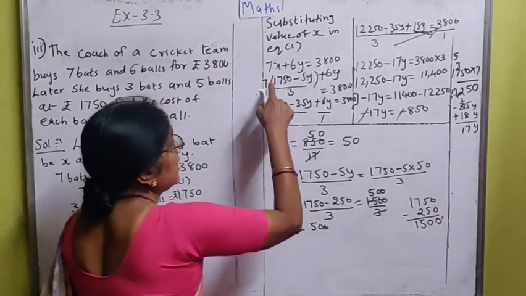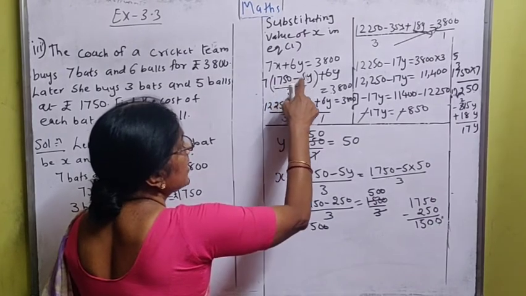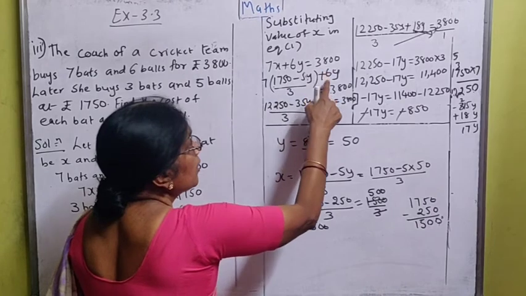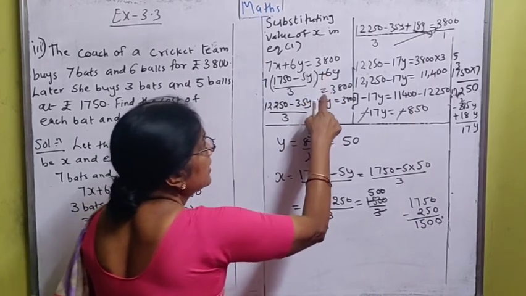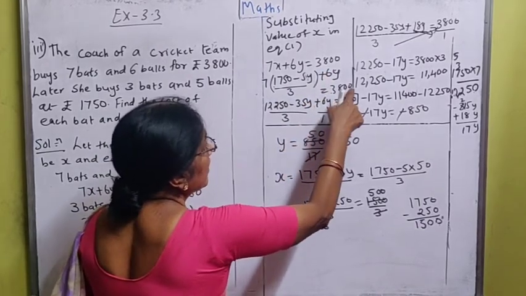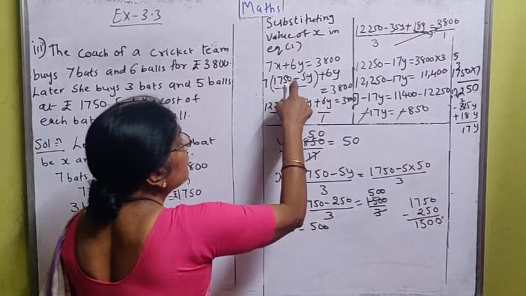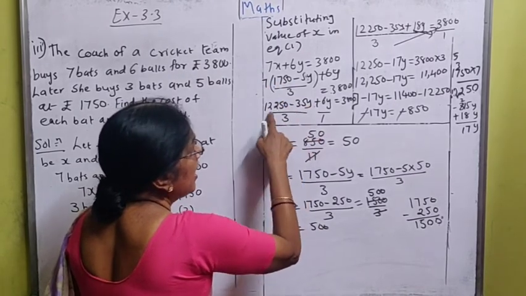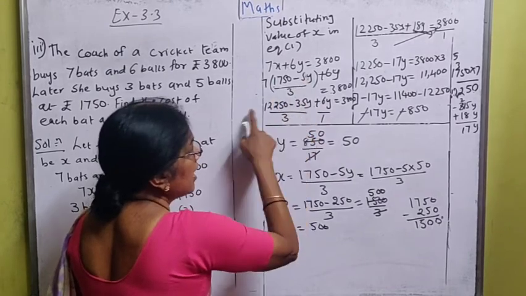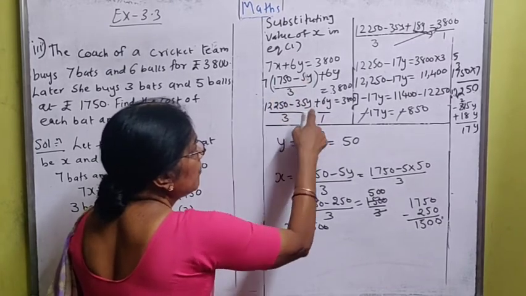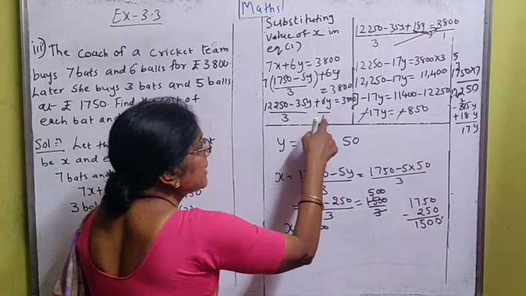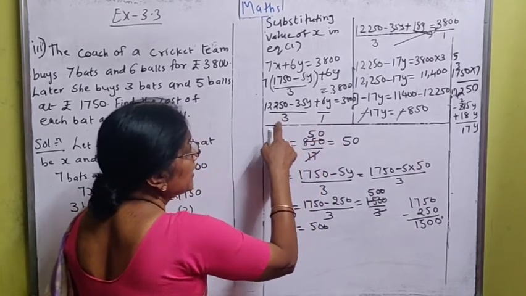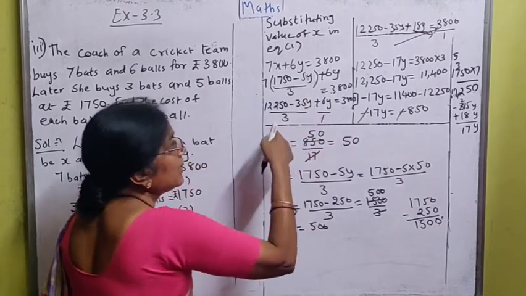So 7 in the bracket, (1,750 minus 5y) whole divided by 3, plus 6y is there, that you should not forget. Plus 6y is equal to 3,800. 1,750 into 7 is 12,250 minus 35y, because 7 5s are 35, whole divided by 3 plus 6y. Nothing is there, means 1 is there. So here I am going to take LCM. I told you when 3 and 1 is there, you have to do cross multiplication.